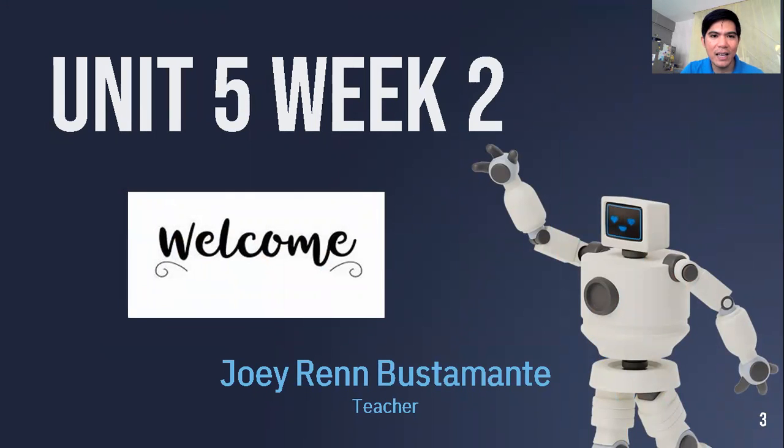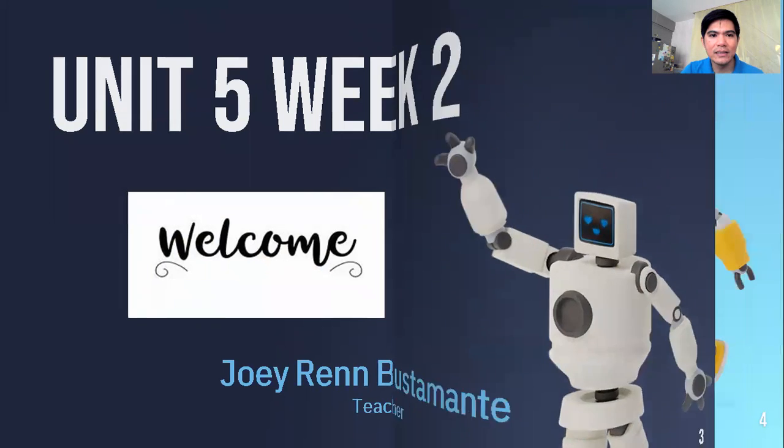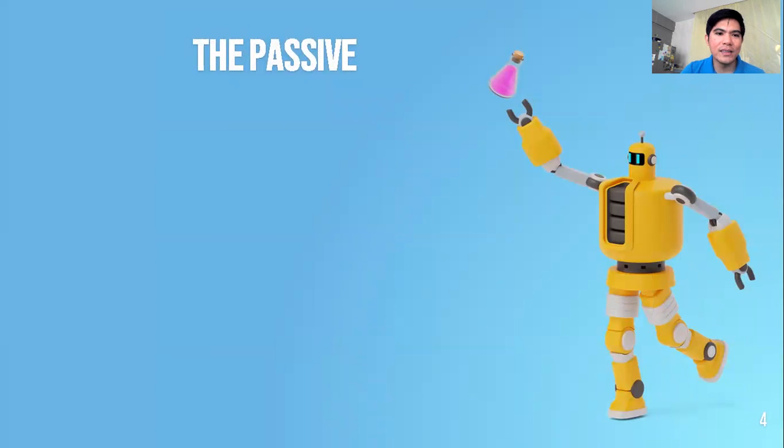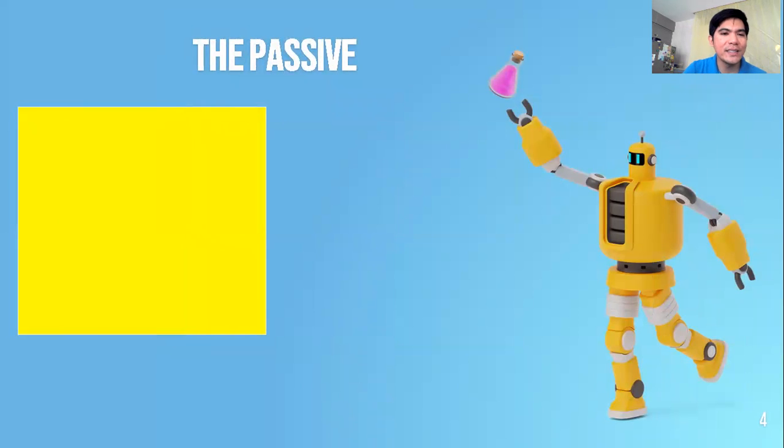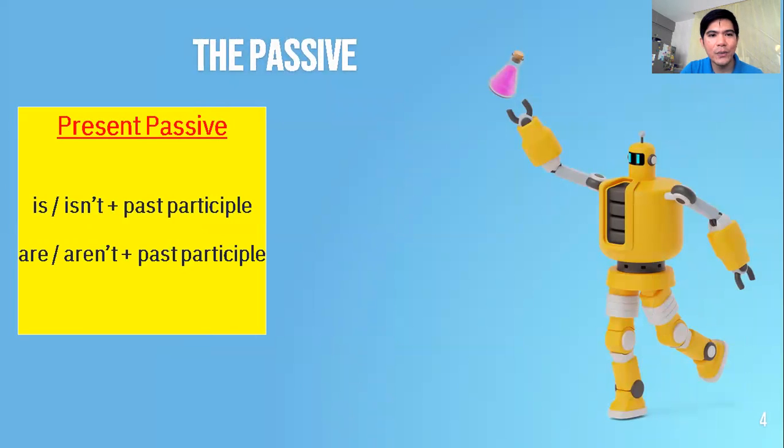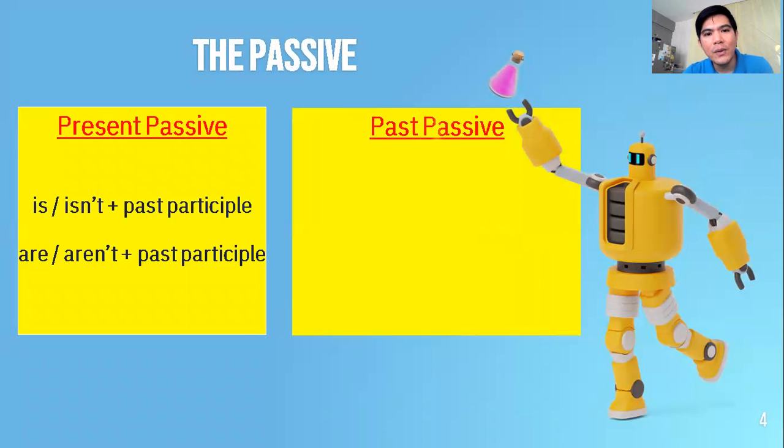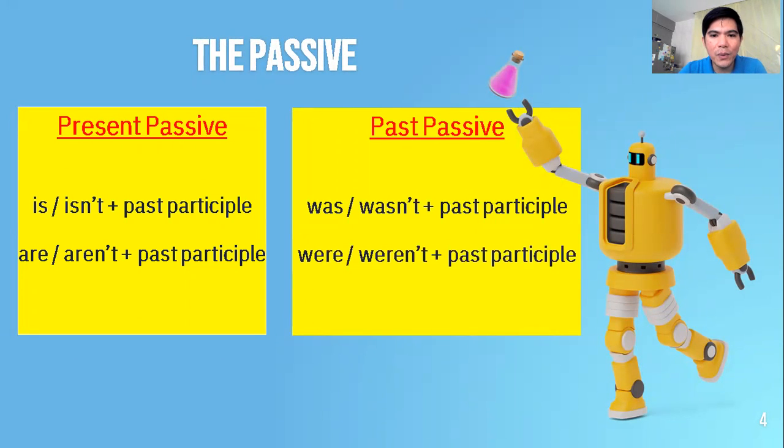Again, I welcome you to Unit 5, Week 2, Part 3. Before we proceed to our new lesson, let's review again our previous lesson, which was the passive. Remember, passive is of two kinds, the present passive, where we use is, isn't, are, aren't with the past participle form of the verb. The other kind of passive is the past passive, where we use was, wasn't, were, weren't, plus the past participle form of the verb. Now, don't be confused. You have to memorize this because these are our rules. The present passive and past passive.